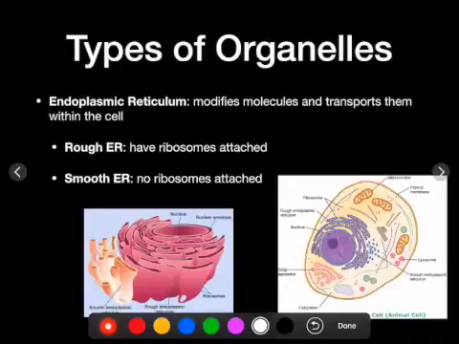So we also have the endoplasmic reticulum, and what this does, it modifies molecules and transports them within the cell. Okay, so it's moving stuff inside the cell. It doesn't ship it out. Now we have two types. We have the rough ER, which is located right here. You'll notice how there are ribosomes attached to it. It gives it a rough-looking texture. Now over here is a smooth ER. No ribosomes are attached. Same thing. Smooth, rough. Okay. Endoplasmic reticulum moves stuff within the cell, okay?